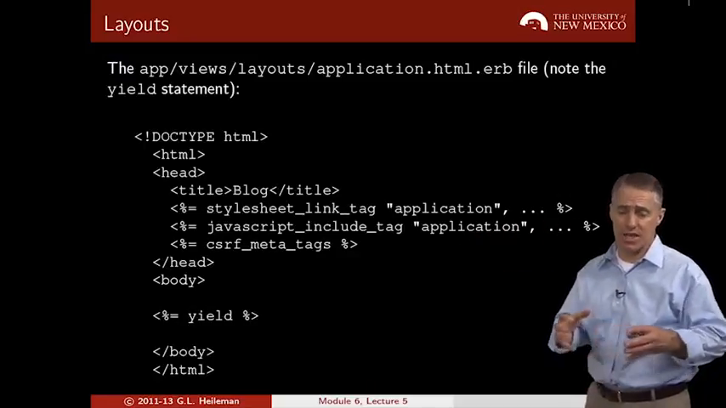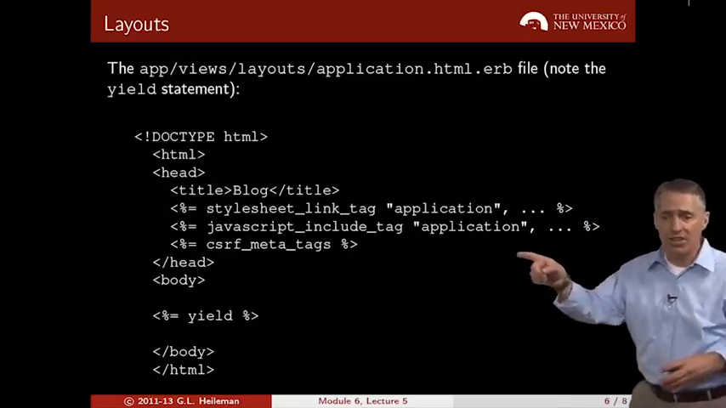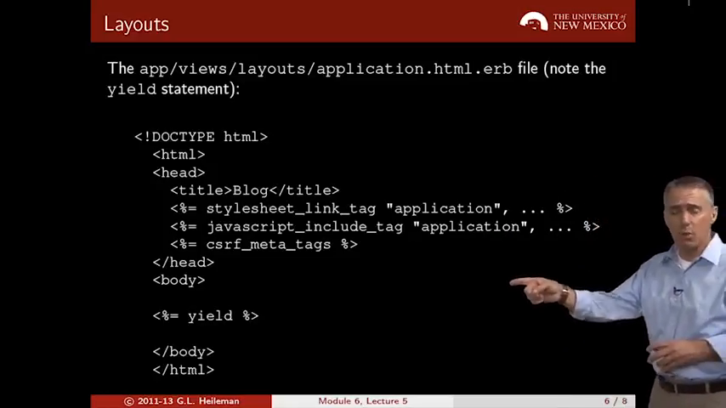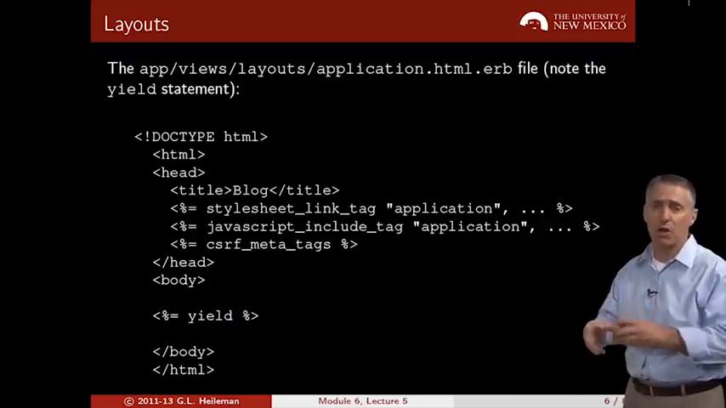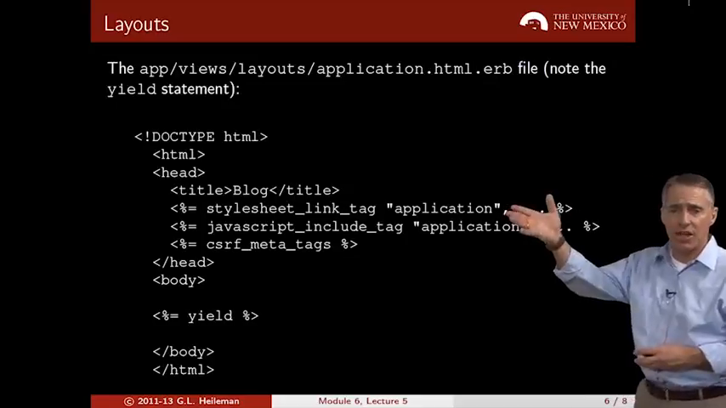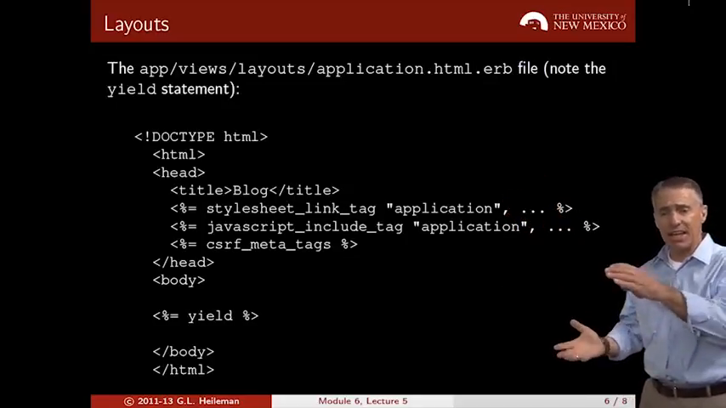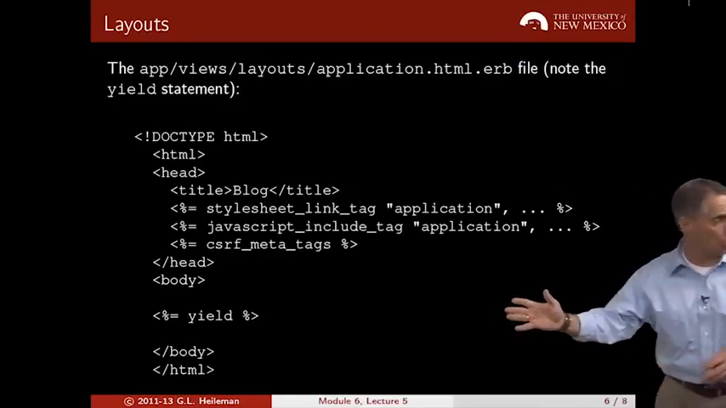Let's take a look at the application.html.erb file. Remember I said that the embedded Ruby file is sent to this as a block, and you'll see that there's a yield statement right here. Well, that yield statement is where your block is placed. So notice that this is well-formed HTML. There's a doc type up here, then there's HTML, the head, and the body. And in the body, this is where your code is placed.